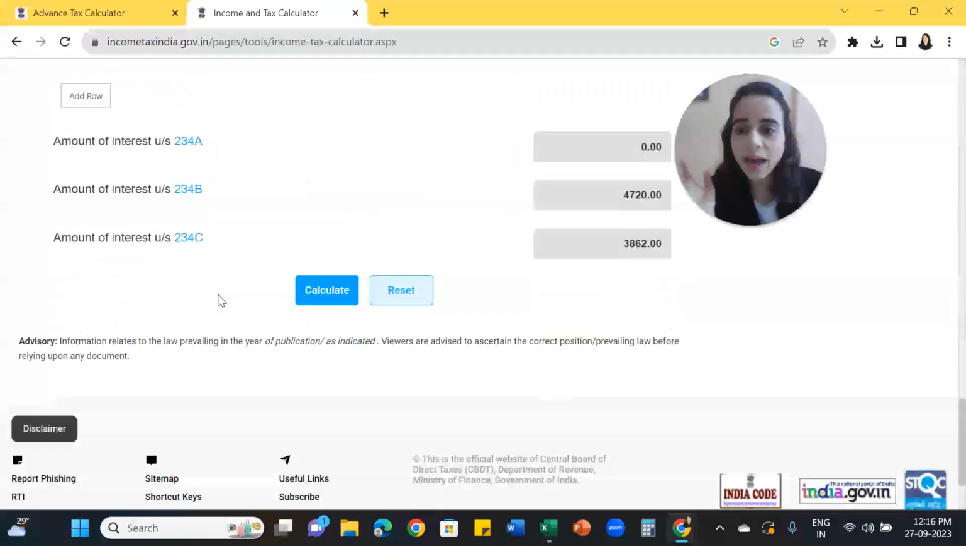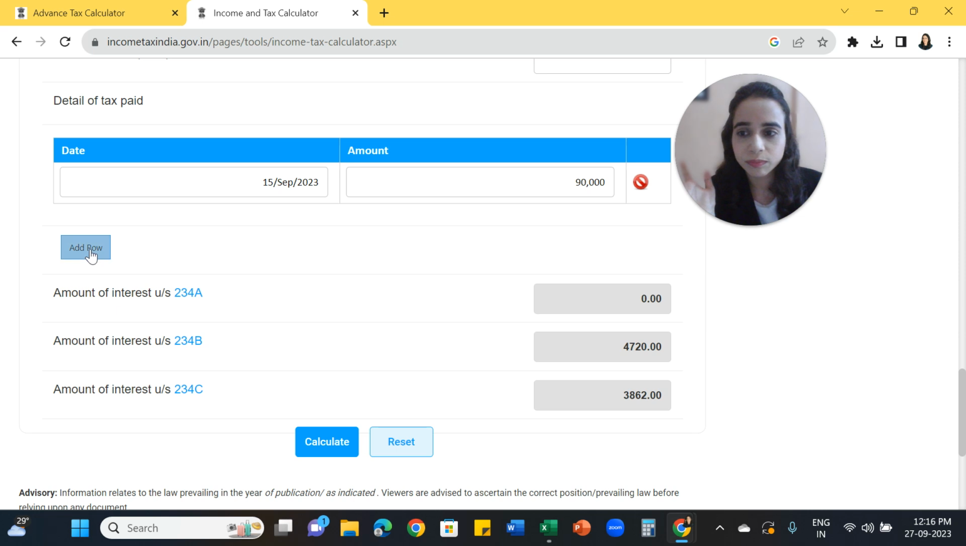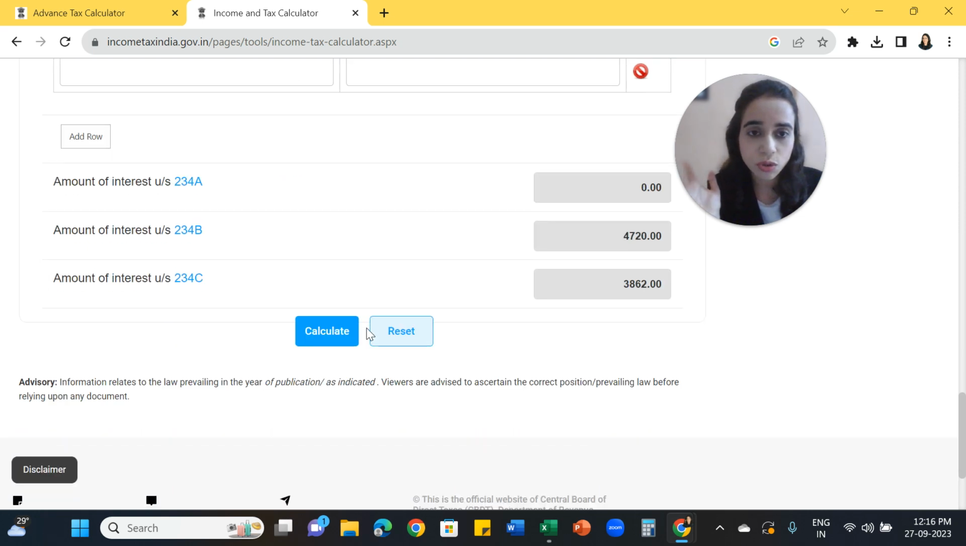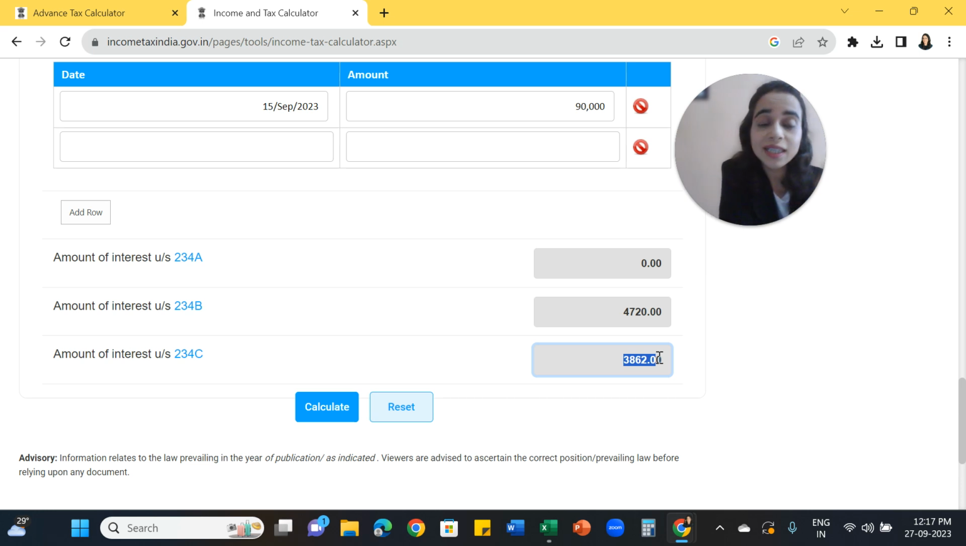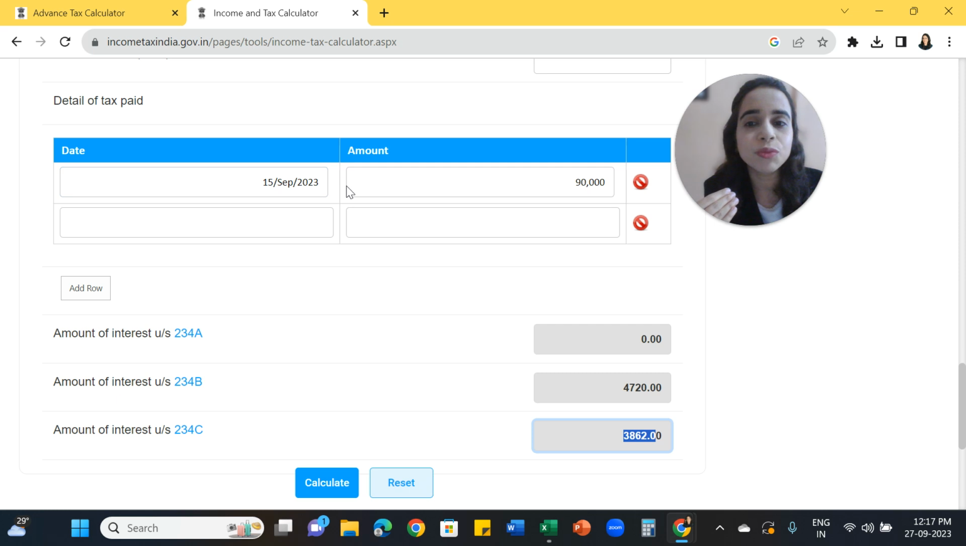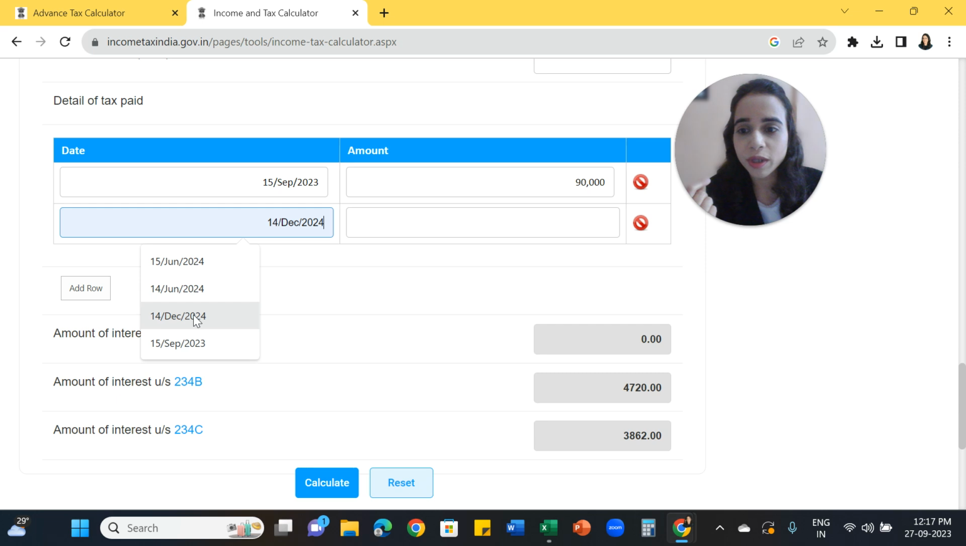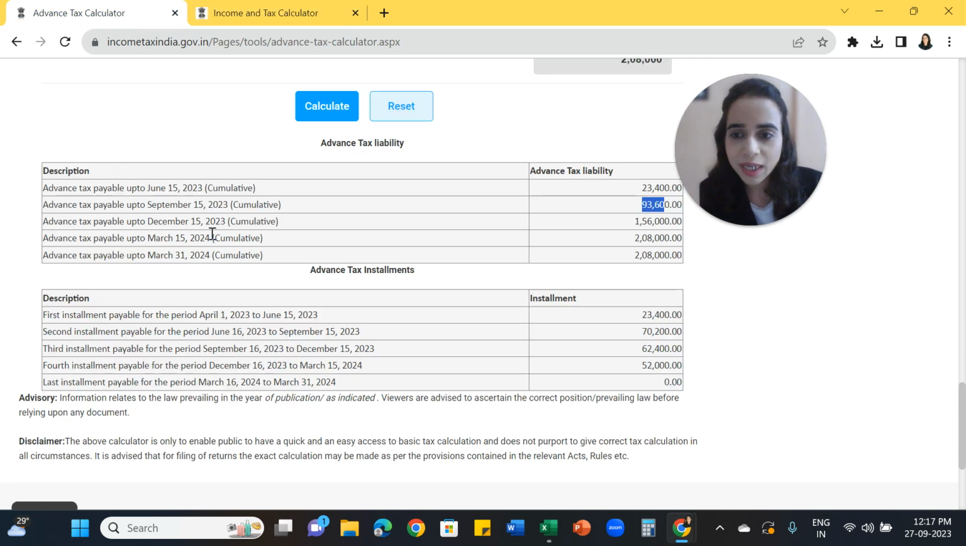Just a moment, I had to add a row here. All right, so now you see the 18,000 interest became just 4 plus this 3862, that is around 8,500. So you see 18,000 interest came to around 8,500, which is almost 50% just by paying one advance tax installment. Let's say I pay another installment also, before 15 December, anytime you have to pay. Let's say this is 1,56,000.